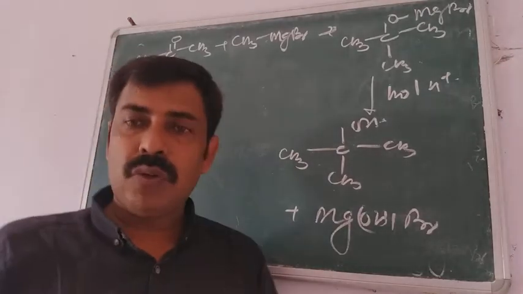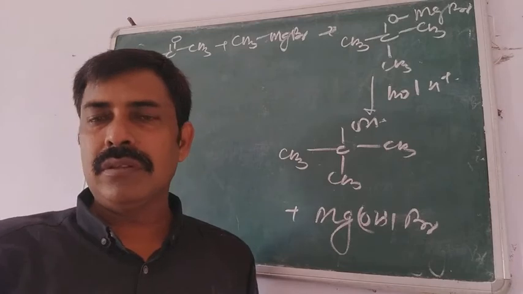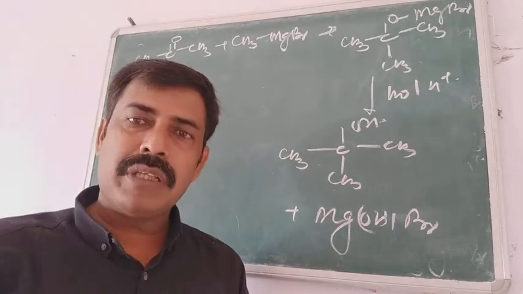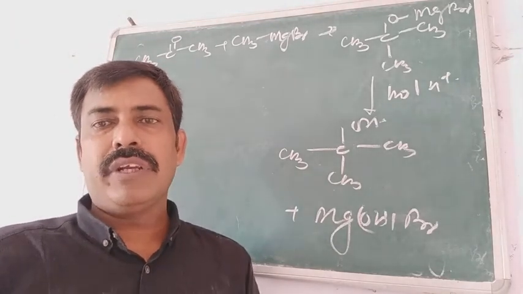Then this is the way to prepare the alcohol with Grignard reagent on reaction with aldehyde as well as on reaction with the ketone.